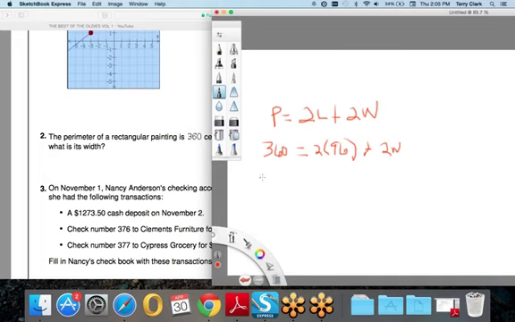Okay, so here we go. We got 360. And 2 times 96 will give us 2 times 6 is 12. Carry the 1, 2 times 9 is 18, plus the 1 we carried is 19. Plus 2W.